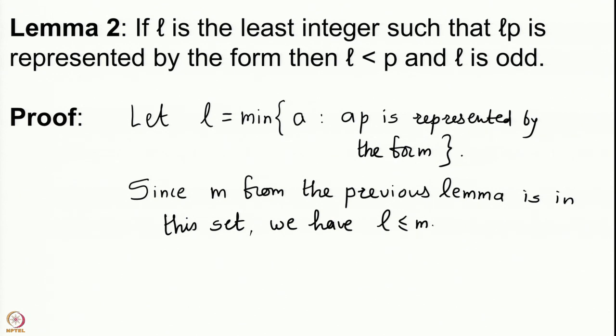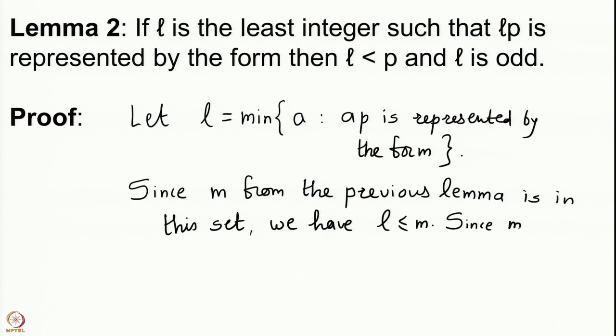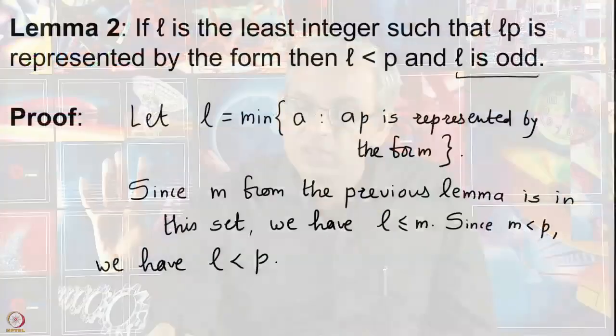It may happen that L is equal to m, but it is also possible that L is less than m. In any case, L is less than or equal to m, and we have already proved that m is less than p. So, we have L less than p. So, we have a multiple of p by a number L less than p, such that LP is a sum of 4 squares and L is the least such integer. We now want to prove that L is odd.